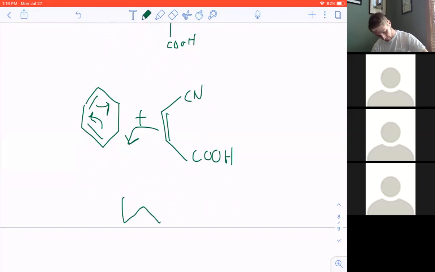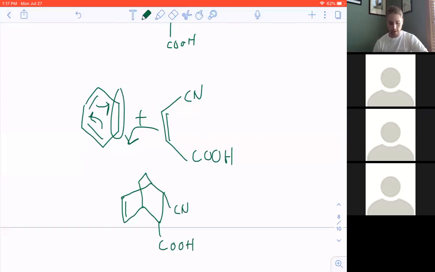So drawing what this kind of looks like in this form. This bridge, since there's two carbons here, is going to have two carbons on it. This will be where the new double bond is. And then how this is going to look is basically, let's see. So you have CN and the carboxylic acid group. The trick with this one is that you'll actually be able to form two products. And so while this is one of the products, the other one is just going to be an enantiomer basically.